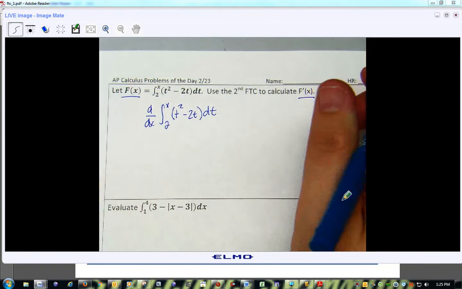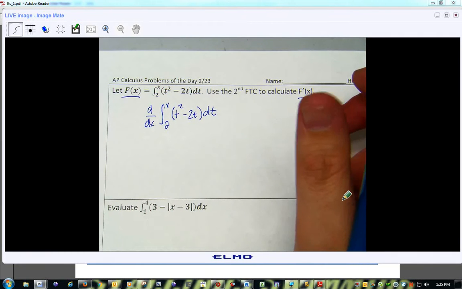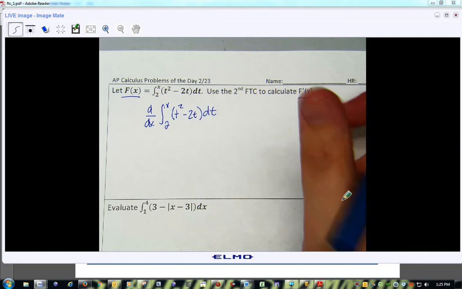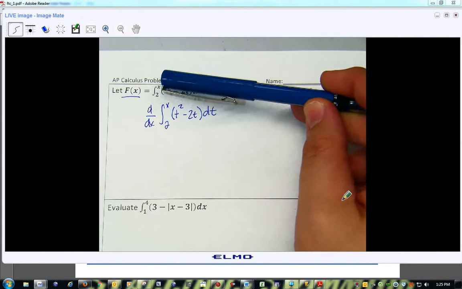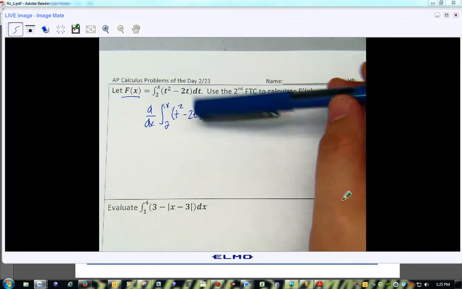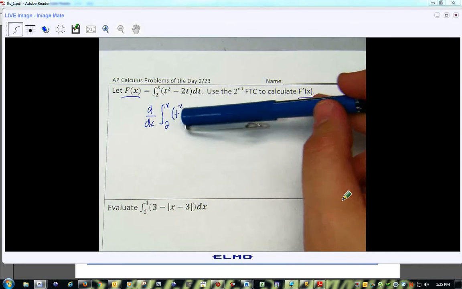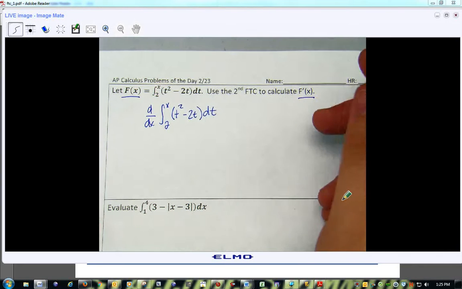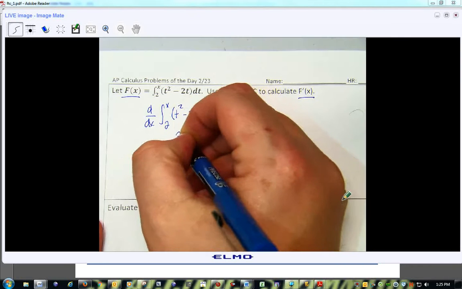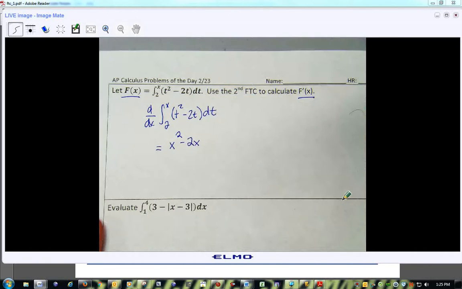Now, what do we know about derivatives and integrals? If you take the derivative of an integral, what happens? That's 0. They cancel each other out. But when we have this crazy limit of an x up top, what do we do with that x? We just plug it in where t is. So this just becomes x squared minus 2x. That's your answer.